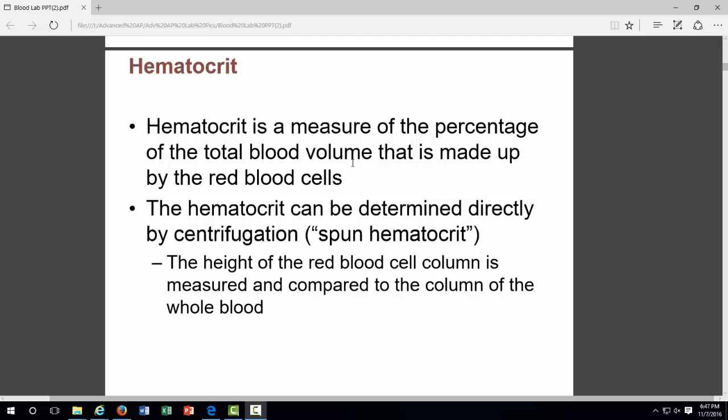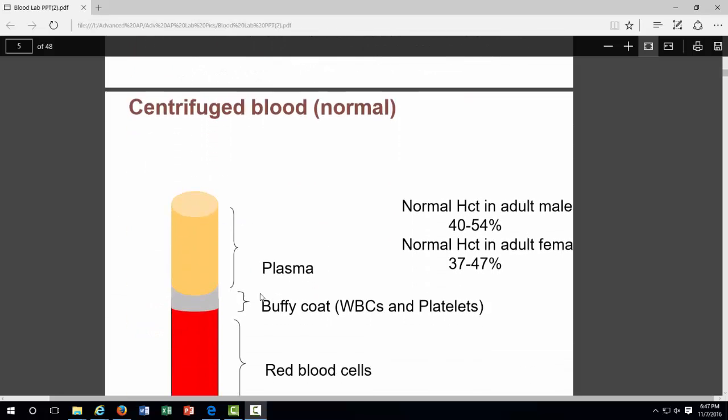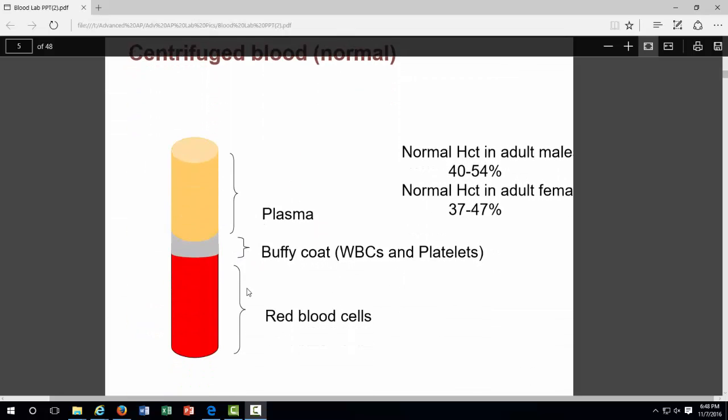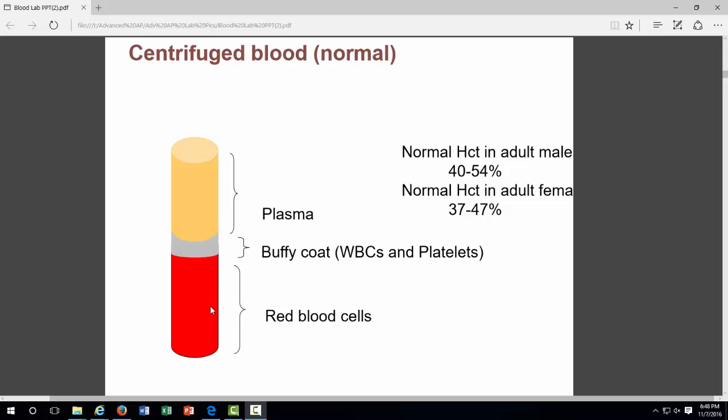So hematocrit is expressed as a percentage. It's the percentage of total blood volume that's made up of red blood cells. So what we do is we spin the blood to separate the red blood cells from the plasma, and then we measure the height of that column to figure out what the hematocrit is. So the taller the column, the more red blood cells. So here's an example of a capillary tube that's been spun, and we can look at the height of this red blood cell column. And the higher the column, the more red blood cells, right?